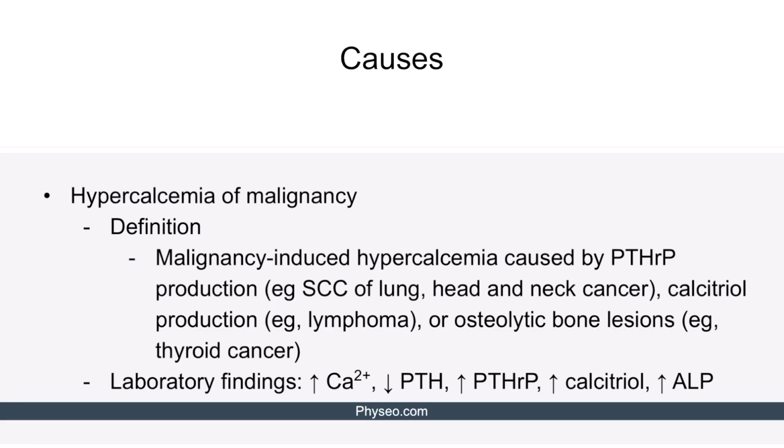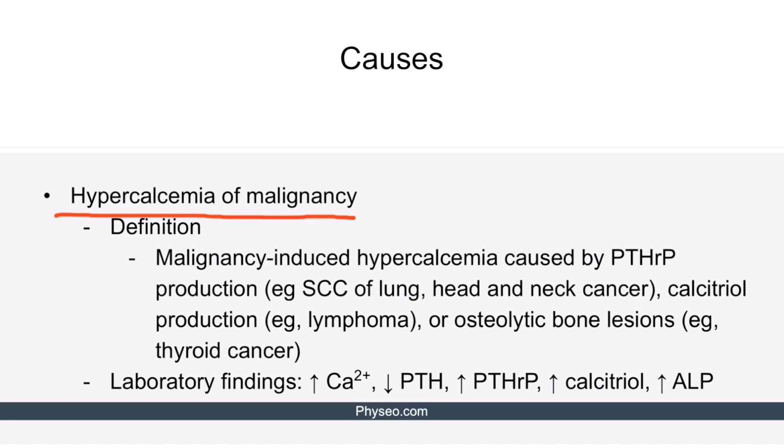Let's continue reviewing some etiologies of hypercalcemia. Hypercalcemia of malignancy, as the name implies, is malignancy-induced hypercalcemia. There are 3 main mechanisms by which a cancer can cause hypercalcemia. First, some malignancies can produce parathyroid hormone-related peptide, also known as PTHrP. PTHrP works just like parathyroid hormone. Therefore, PTHrP will also raise serum calcium levels. Cancers producing PTHrP include squamous cell carcinoma of the lung, head, and neck cancer, and so on.